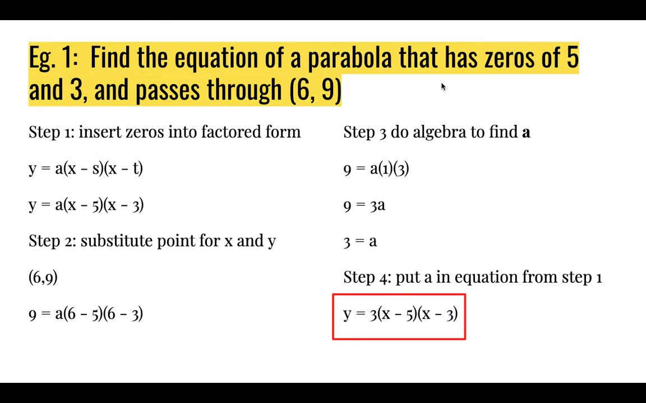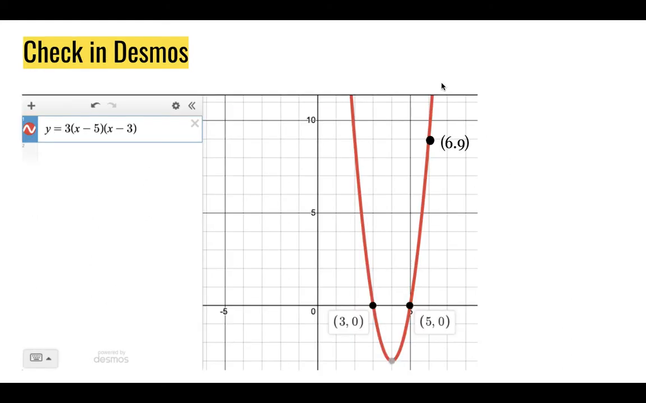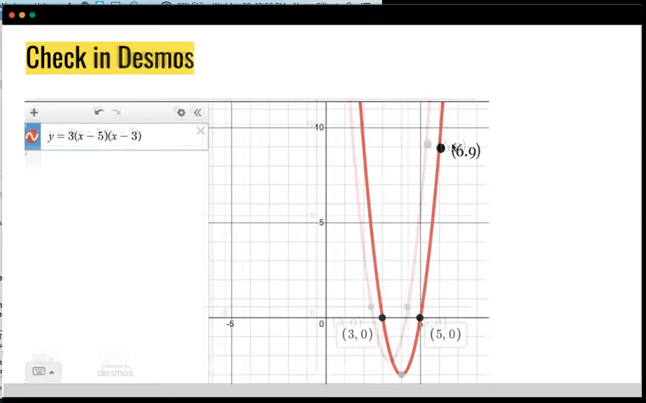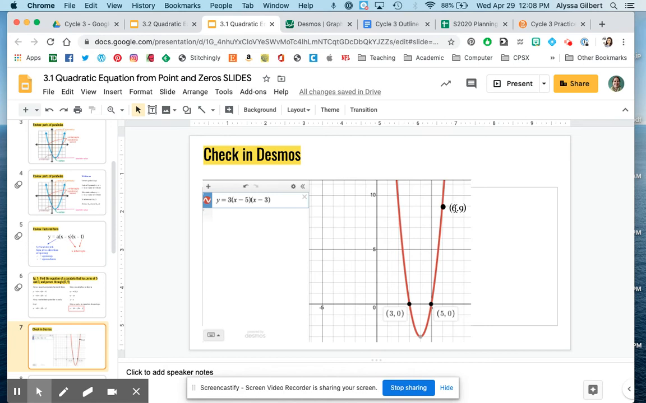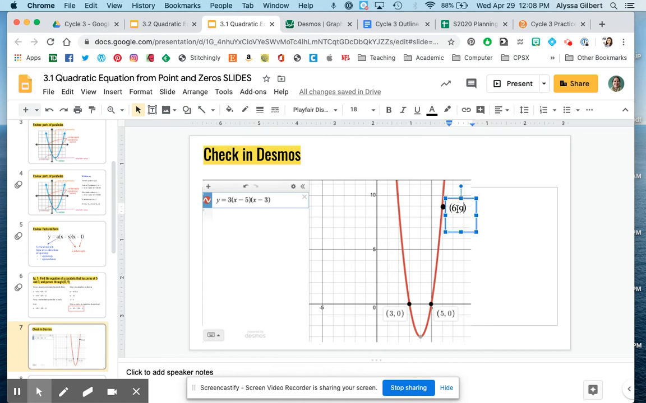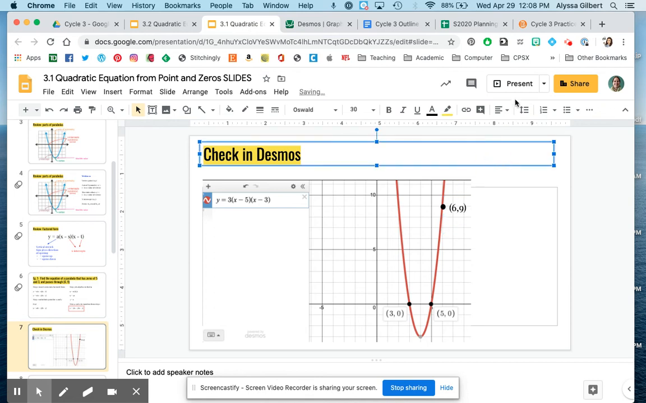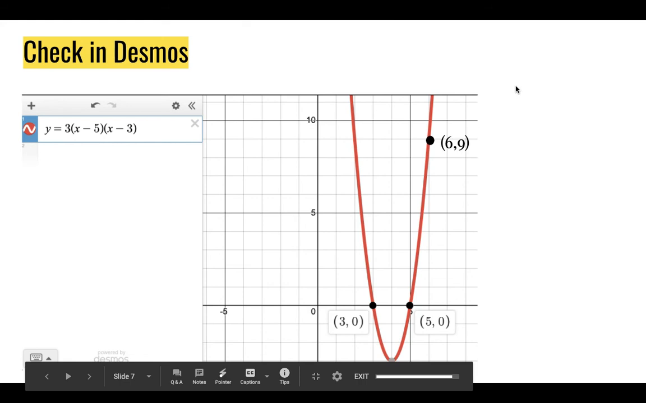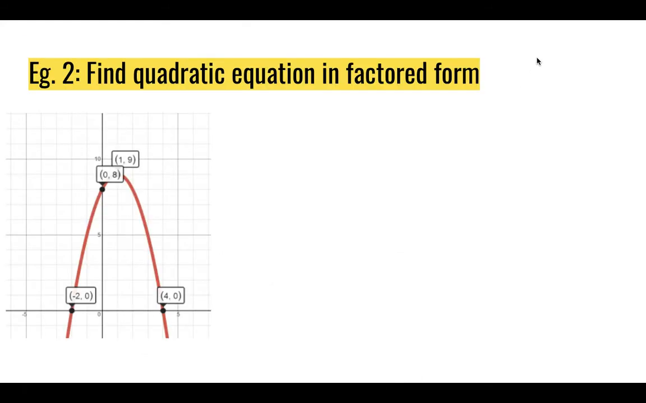To check this, you can graph it in Desmos. So here's a screenshot of me going to Desmos, and I just typed in my equation. I took a look at the graph. It does go through the x-axis at (3, 0) and (5, 0), and it also goes through (0, 69). That should be a comma. I'm going to change that. So using Desmos to check your solutions is a really great idea.